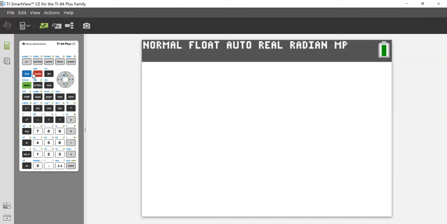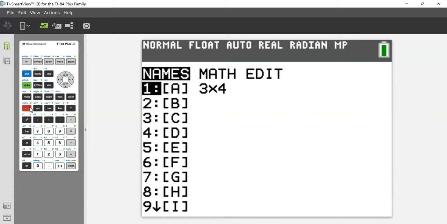We have to then quit out. There is no way to go directly from that back into the matrix menu. And it's second mode to quit out of a menu. Then we go back into the matrix menu, and you see that now there's something next to this A. It's telling us that we've entered something here, that A is now storing a 3 by 4 matrix.